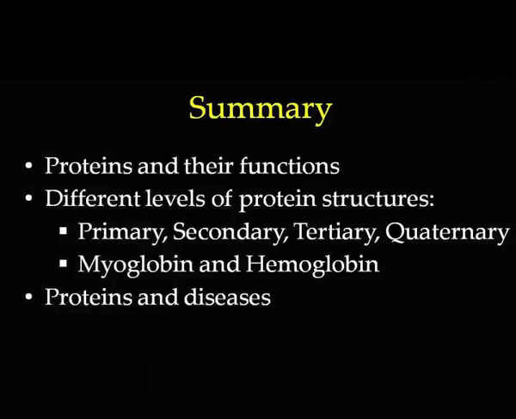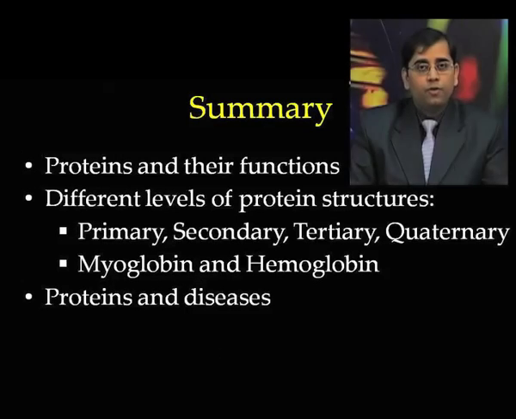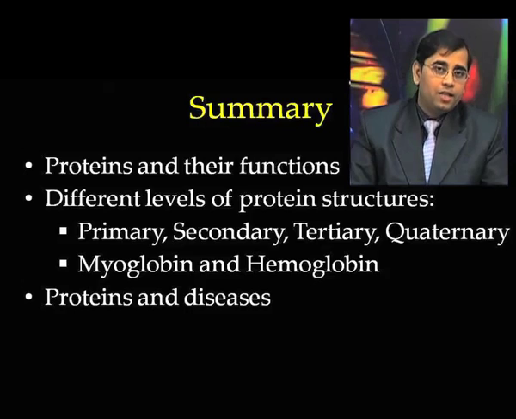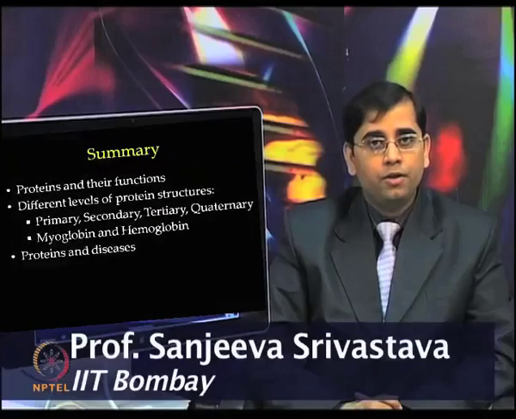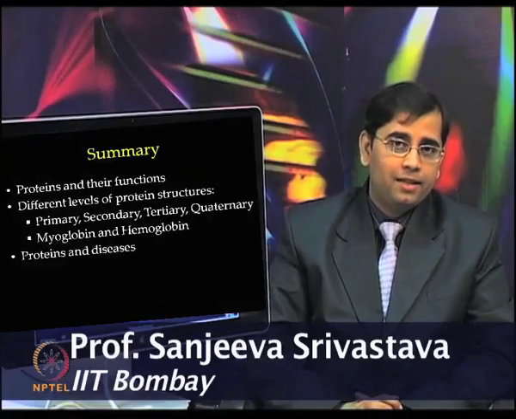So, in summary, today we talked about proteins and their function. We have talked about different levels of protein structure, primary, secondary, tertiary and quaternary. We discussed in a little more detail myoglobin and hemoglobin, the model proteins, and then briefly we touched upon the significance of studying proteins and how their malfunction may result in various diseases. We will continue our discussion on some basic concepts of proteins in the next class.